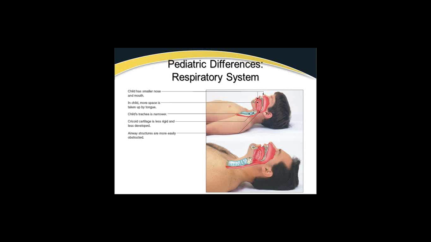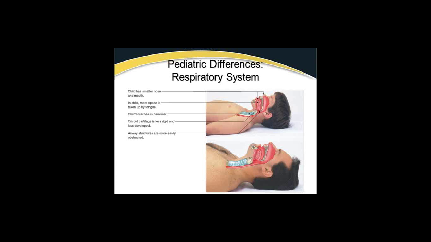Everything is much more flexible in a child than it is in an adult. If it hasn't calcified from drinking milk, this is why your kids need to drink their milk, it's going to be floppy. So the trachea is floppy in a child, and it can be collapsed easily. So it's obviously easier to obstruct these things. You've got a big, giant tongue in that child's mouth. It's really about the only thing that is not proportionately smaller.